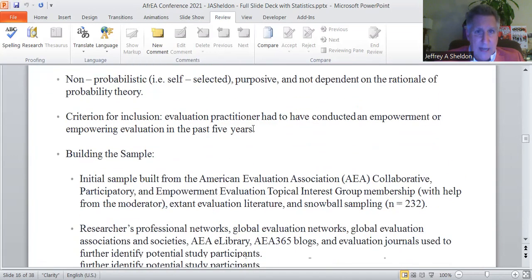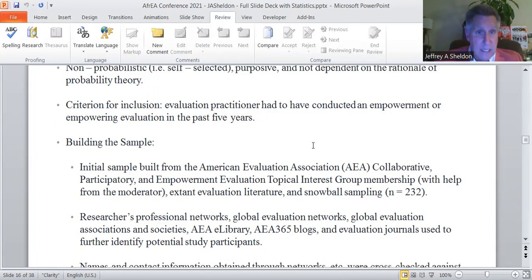So sampling rationale: non-probabilistic, it's all self-selected, it's all purposive, I can never say this, purposive, and not dependent on the rationale of probability theory. Basically, the idea is that if an evaluation practitioner had conducted an empowerment or an empowering evaluation in the 5-year period prior to implementing the study, then they were included as part of the sample.